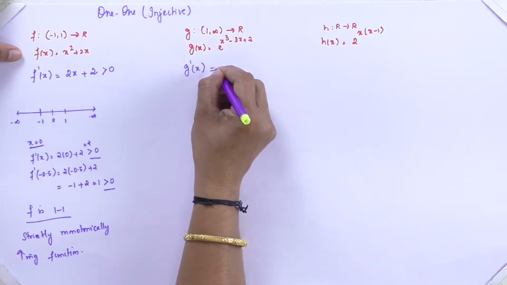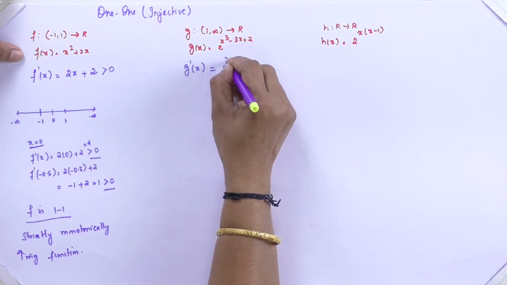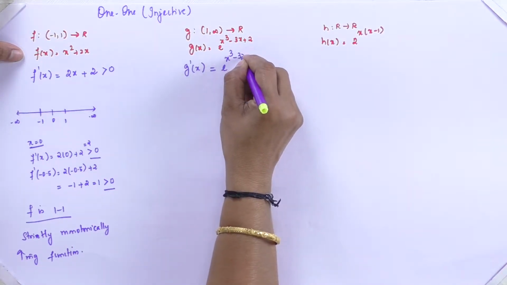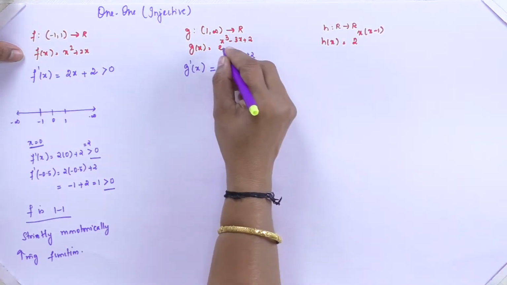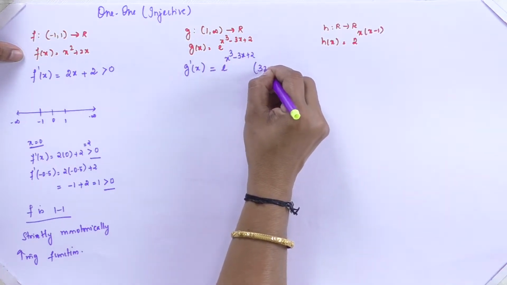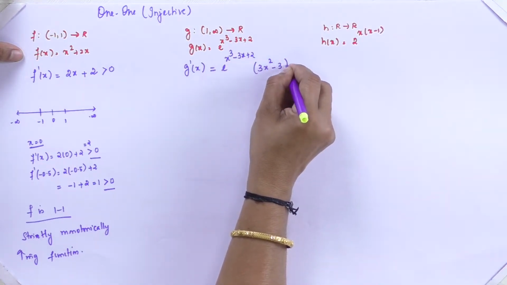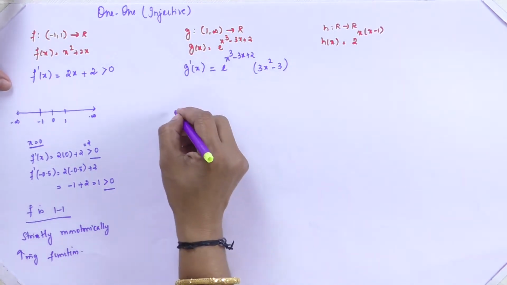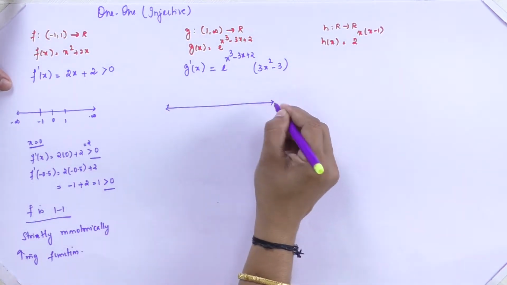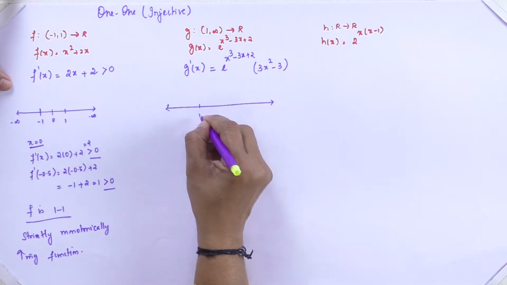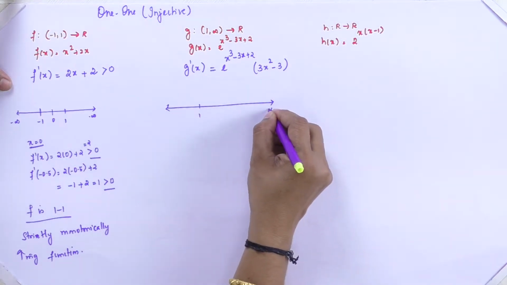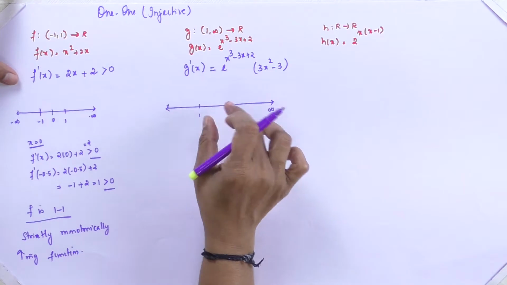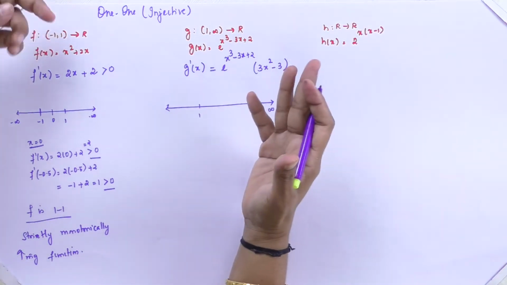So g dash of x is equal to e raised to the power of x cube minus 3x plus 2, into the differentiation of this, which is 3x square minus 3, plus the differentiation of 2, which becomes 0. And next we'll go for the number line. It says from 1 to infinity, so let me take 1 over here and positive infinity. The interval is this and it has to map to the entire real numbers.